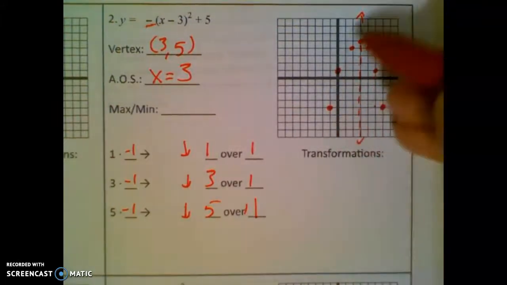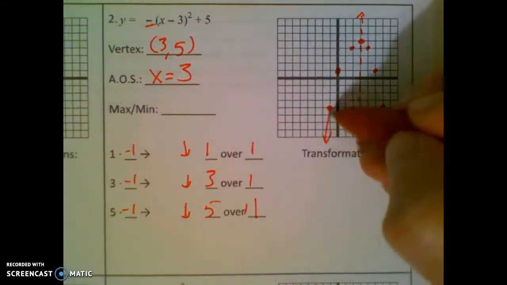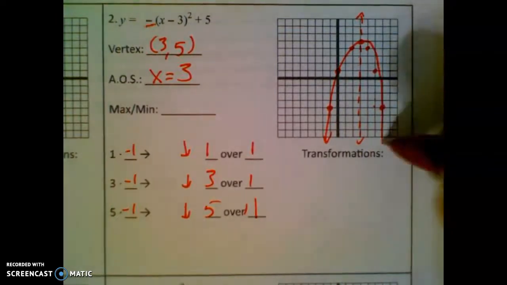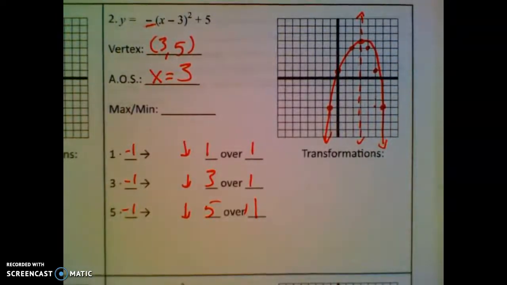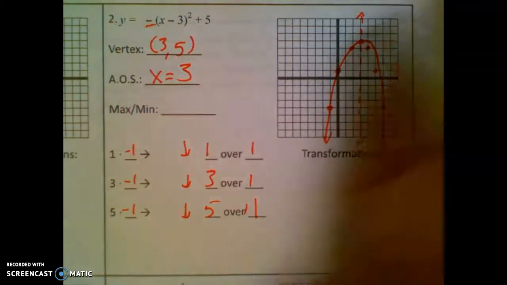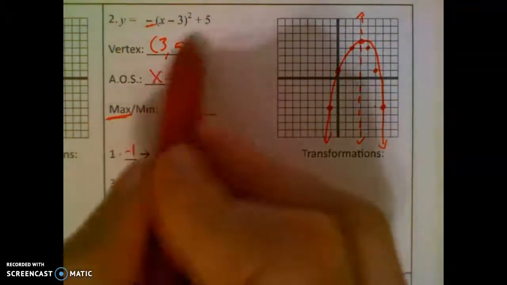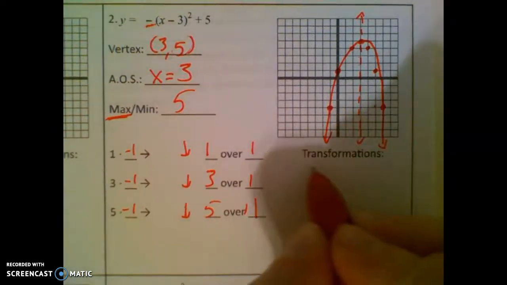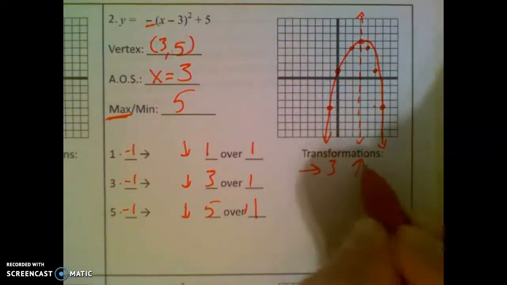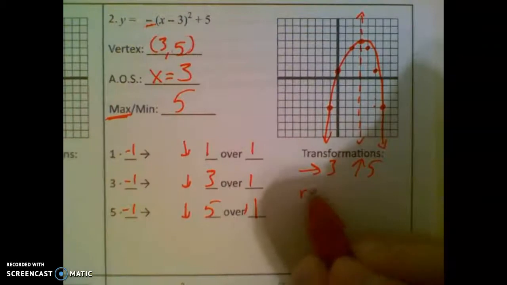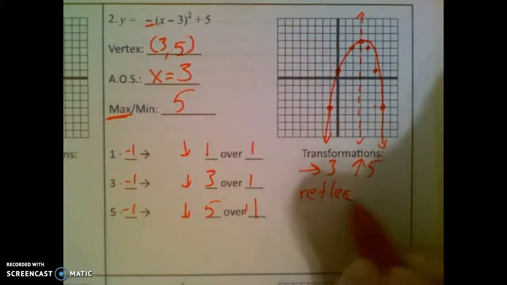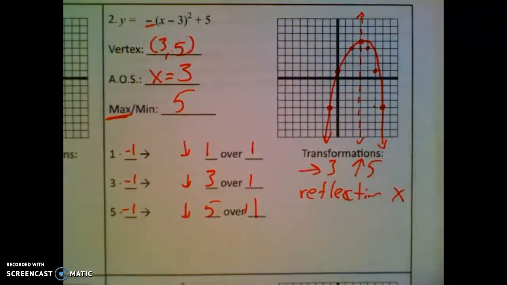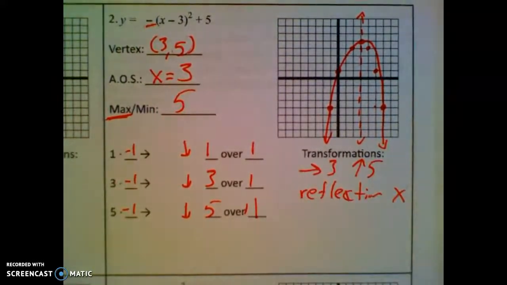And if you have that AOS, it makes it easy to see that symmetry. Do your very best to have a smooth parabolic curve. And then if you look at it, it has a maximum value. So I know it's a max and it's always going to match my vertex y value. Transformations, it went right 3, it went up 5, and it does have a reflection over the x-axis. I'm just going to shorthand that there. That's terrible. Oh, ignore that. Okay. And that's it for that guy.